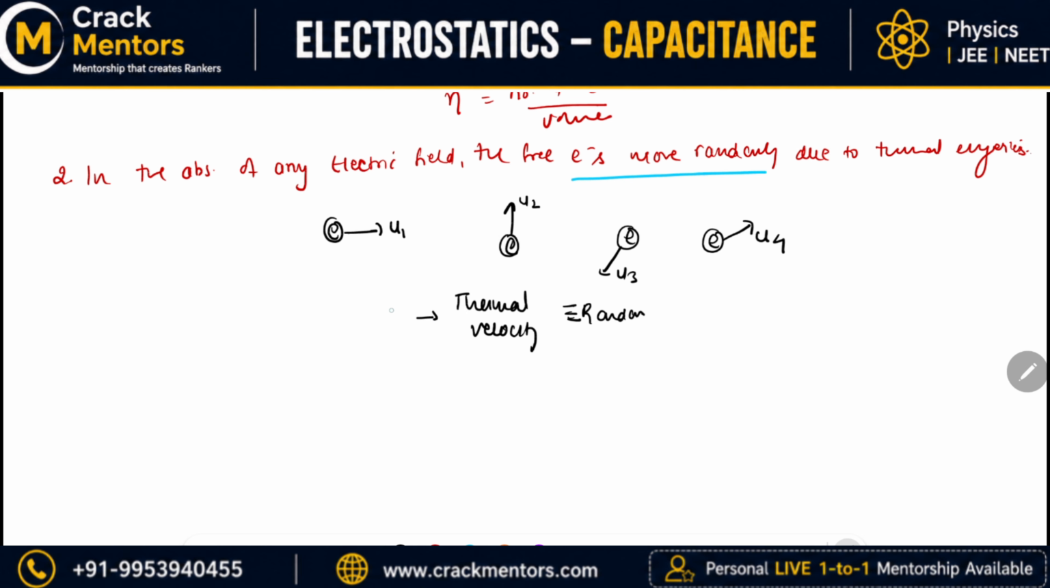What is the average speed? Well, the average speed is around 10 to the power 5 meters per second. Oh my god, if it's 10 to the power 5 meters per second, that means around 100 kilometers per second. Yes, it's around 100 kilometers per second. So definitely these are very high speed electrons.